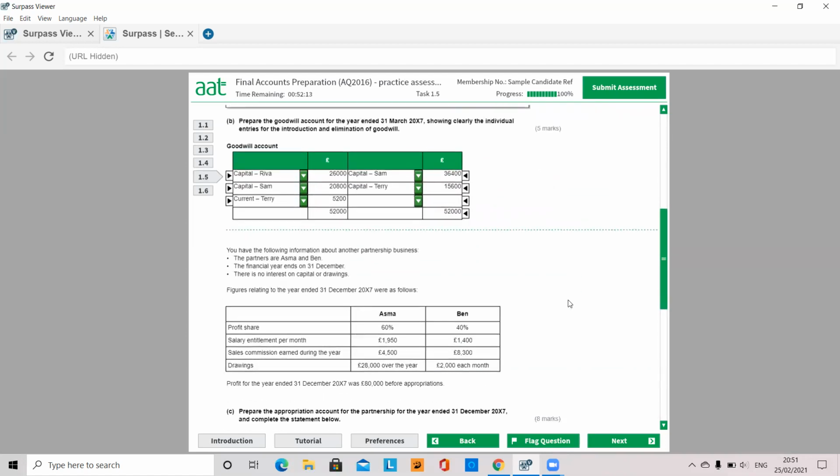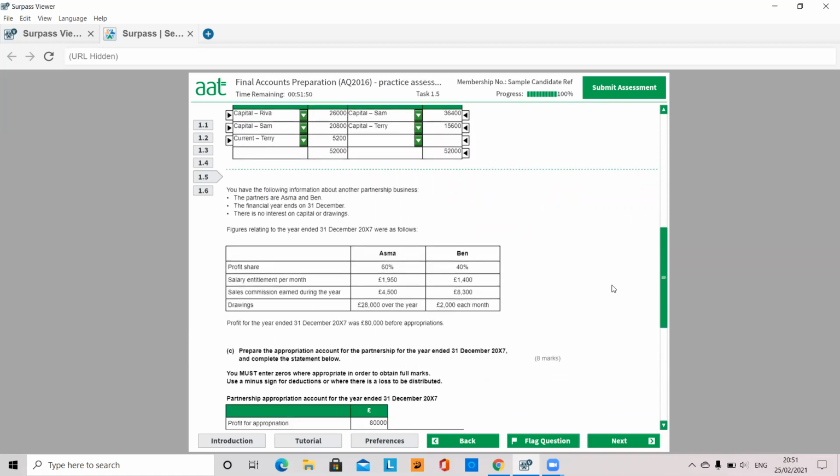The next thing says you've got the following information about another partnership. The partners are Asma and Ben. The financial year ends 31st of December and there is no interest on capital or drawings, okay? It says figures related to the year ended 31st of December 2007 were as follows. We've got a profit share, so it's 60% to Asma, 40% to Ben.